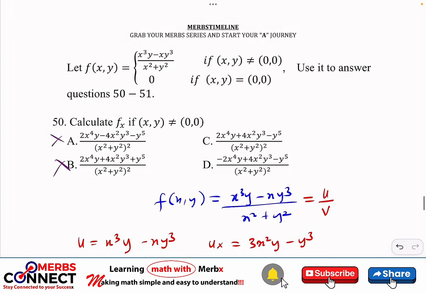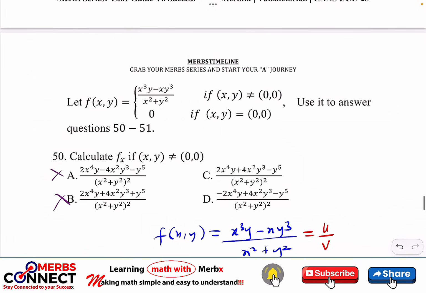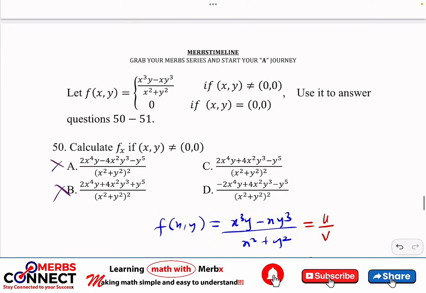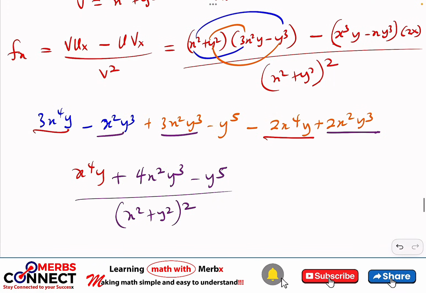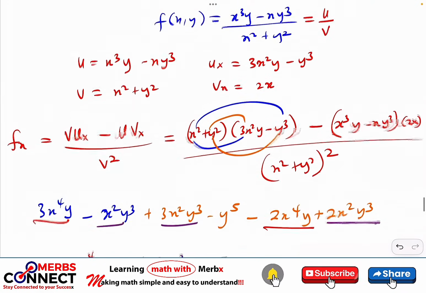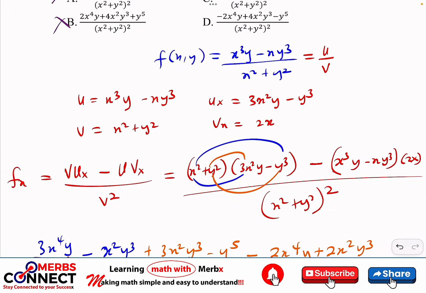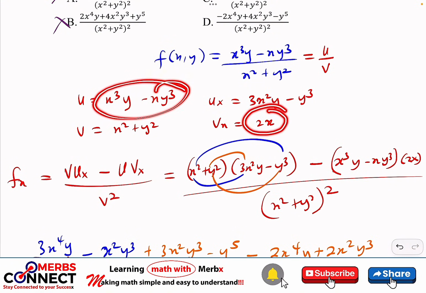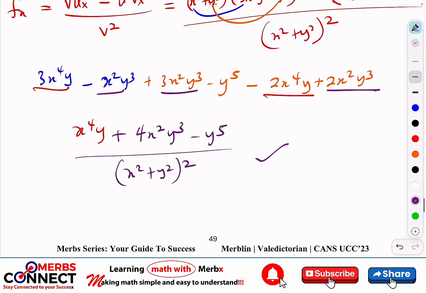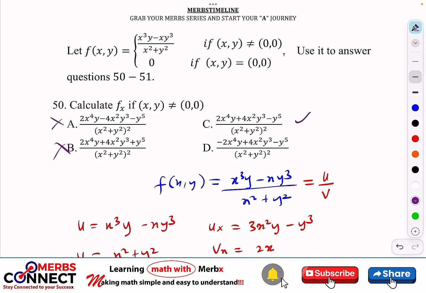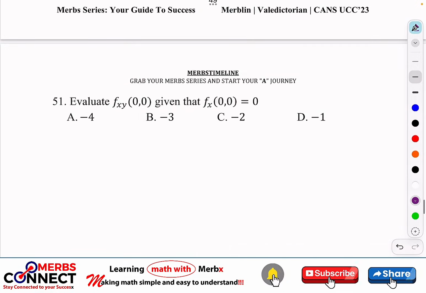Okay, I don't know what is wrong here, but let me see. This is u times vx. This is u and this is vx. Yes, so we are right. Okay, so this is the right answer. Let's say there is no option, so it's probably going to be this without the 2. So let's do 51, which will prompt us to see if we are getting things right.